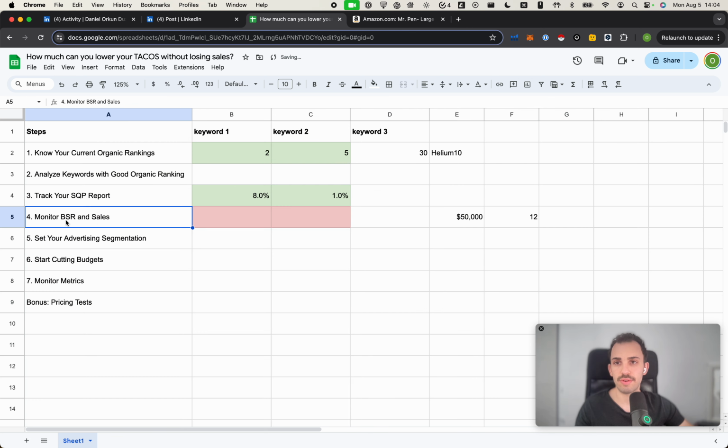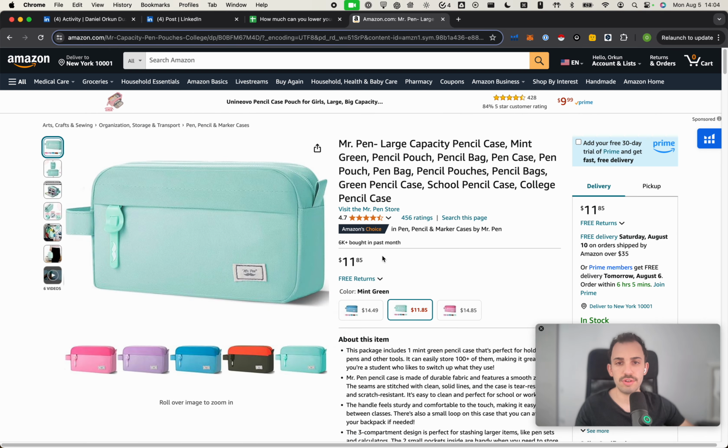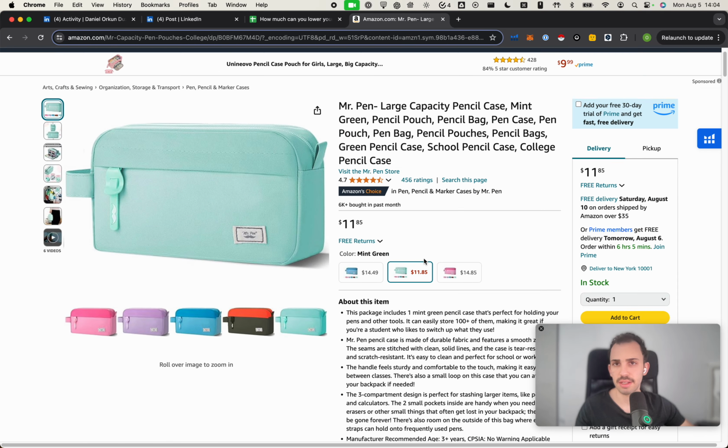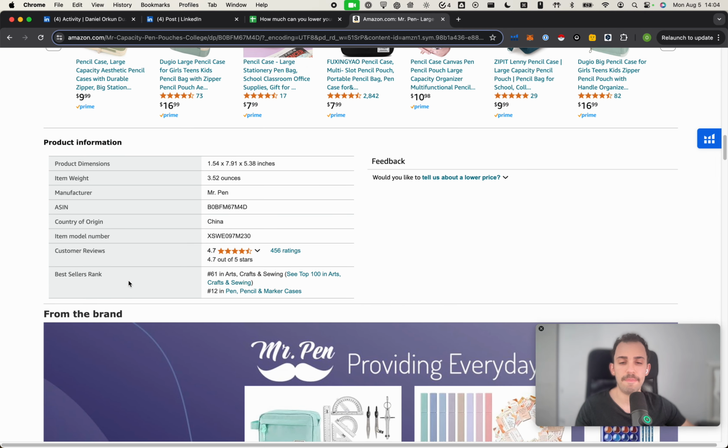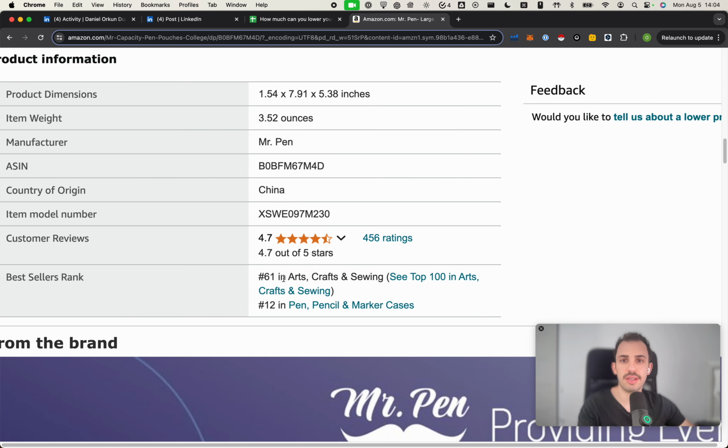So for you to get your BSR, and as you know, BSR is something that gives us, this is just one example, by the way, how the product is ranked in terms of a number within the products in the same category. So for example, in this one, we are seeing that this product is 81 in Arts, Crafts, and Sewing, which is a root category, let's say. But in Pen, Pencil & Marker Cases, which is a subcategory, this product is number 12.